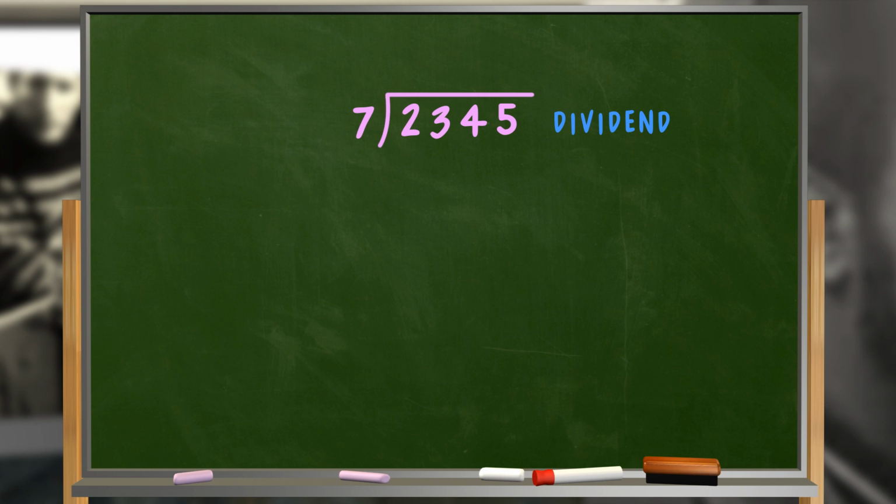The original problem is 2,345 divided by 7. Now, the 2,345 is my dividend. The 7 is my divisor. My answer or quotient goes at the top, and what's left over or the remainder goes at the bottom.